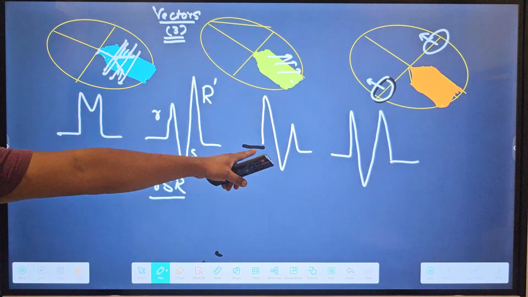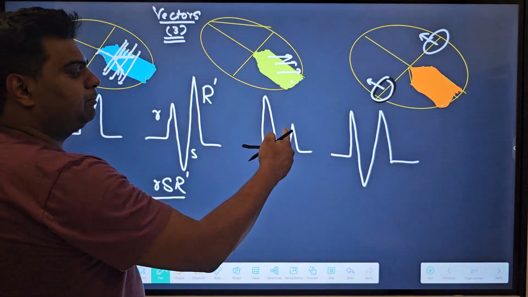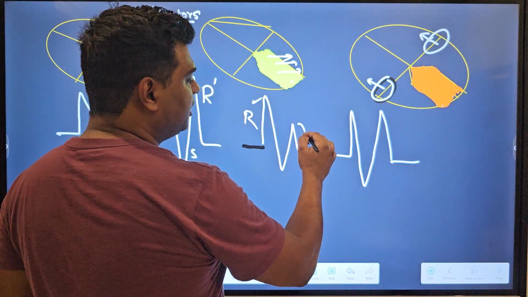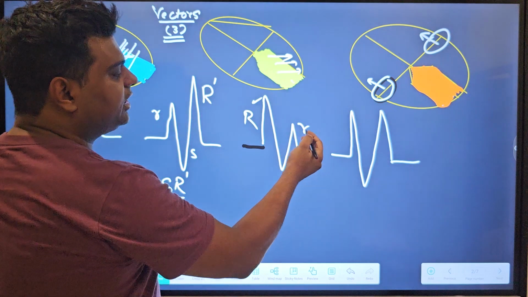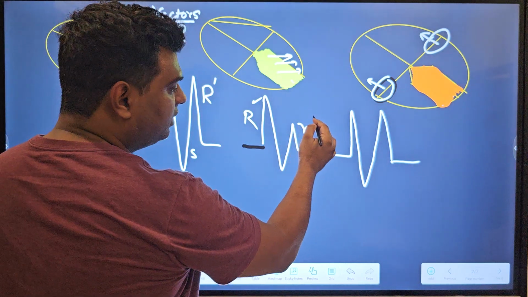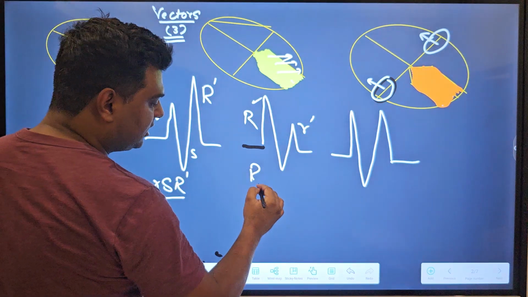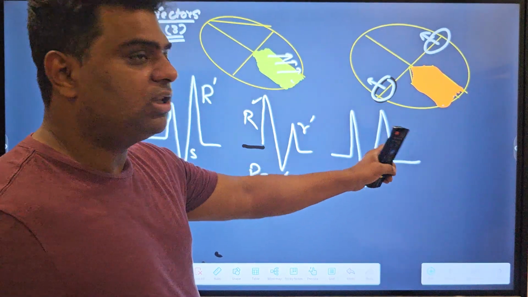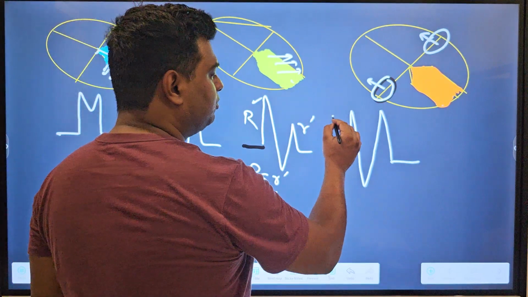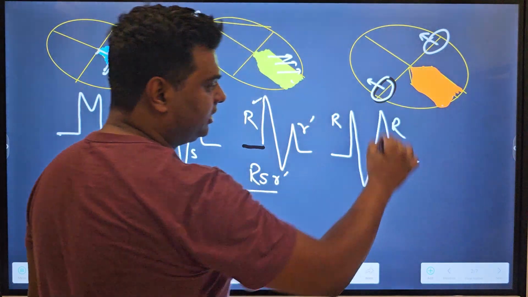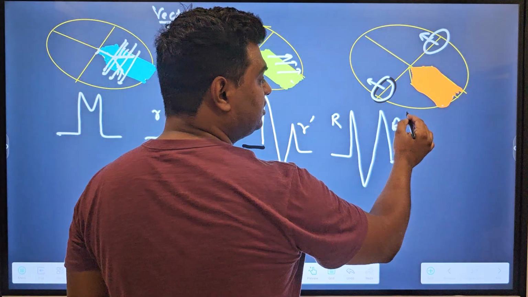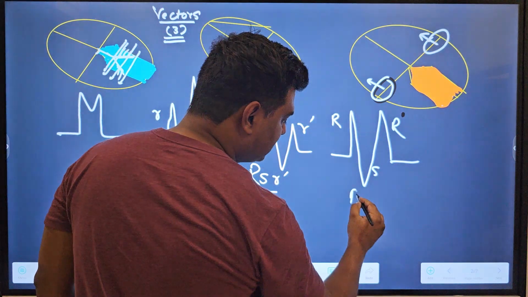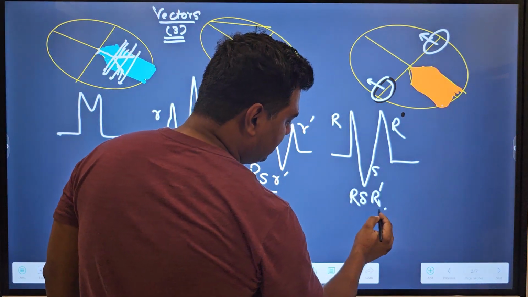Okay, if we look into this, which R wave is bigger? This is. So this will be represented by capital R, this will be represented by small r, and since this is the second R wave, it will have a dash. So this will be called an RSR dash pattern. Now if we come to this, both R waves have the same amplitude. So both will be represented by a capital letter. But it is the second R wave, so it will be represented by a dash. So this is the S wave, so it will be called an RSR dash pattern.